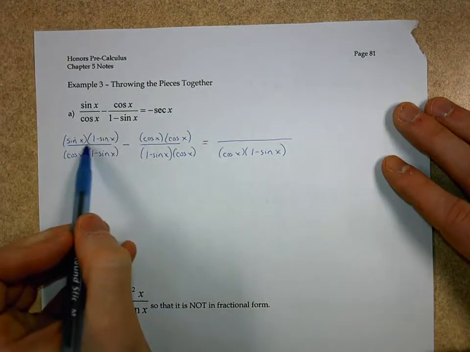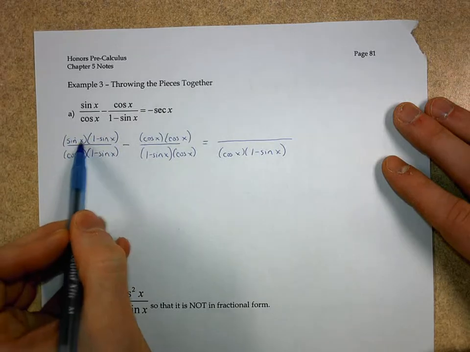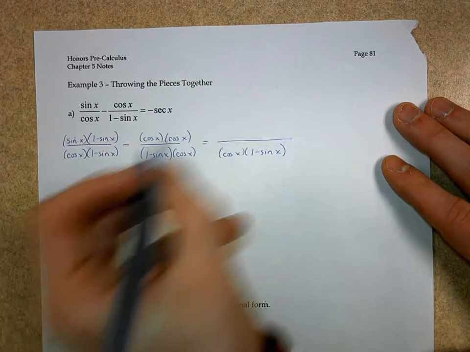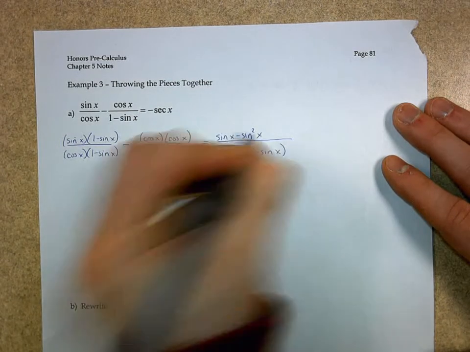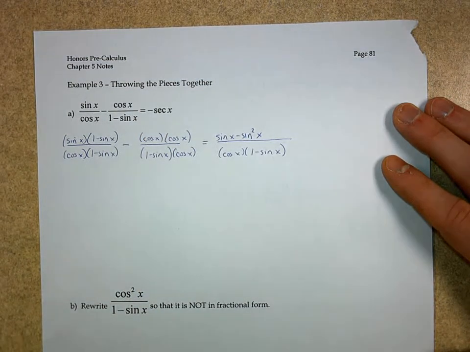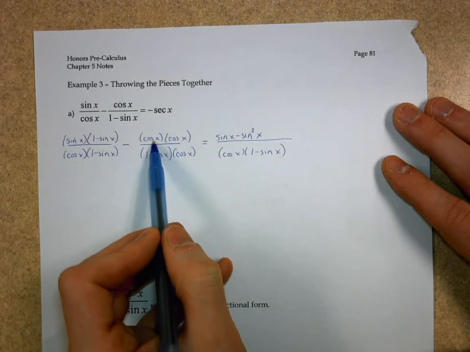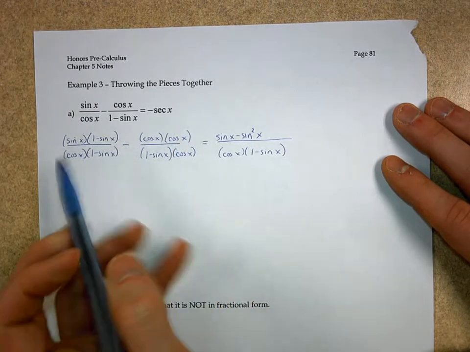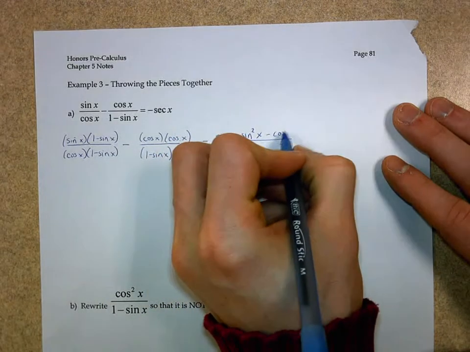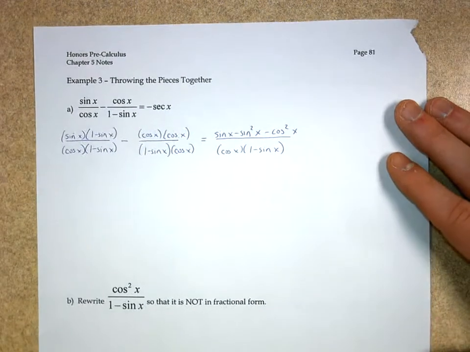And then in the numerator, in my first fraction, I can distribute the sine into the 1 minus sine of x, which leaves me sine of x minus sine squared of x. And then in my second piece right here, cosine times cosine gives me a cosine squared. And since there's a minus sign in between, I'm going to have a minus cosine squared.